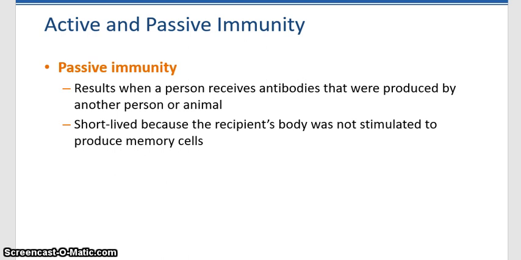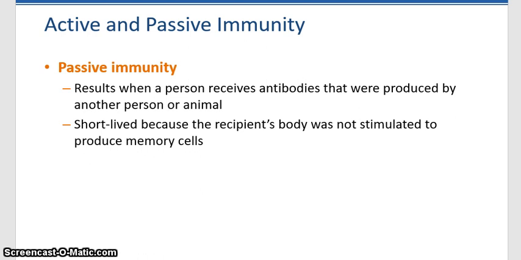So passive immunity results when a person receives an injection of the antibodies for that particular pathogen, so against that particular antigen. So we can cause another person or an animal's immune system to make these antibodies so that we can inject the specific antibodies required to fight that infection.